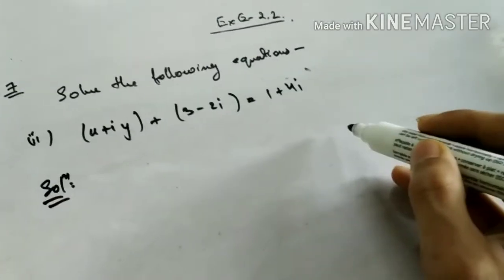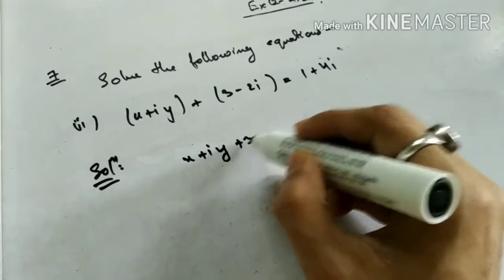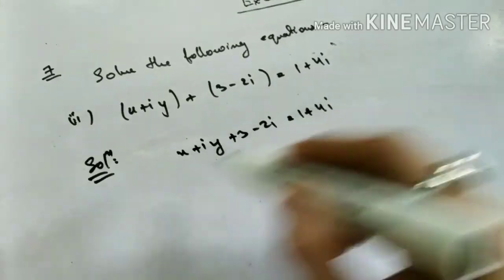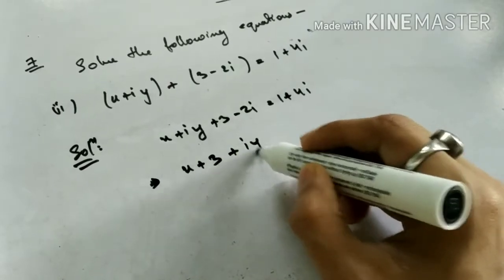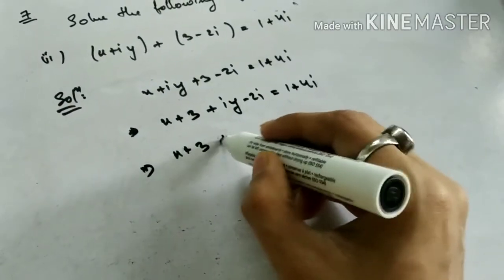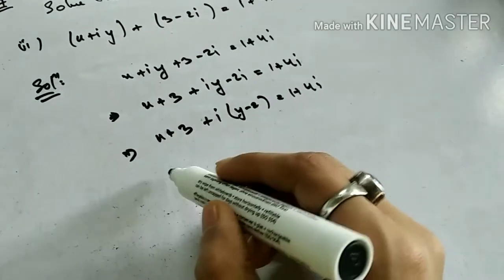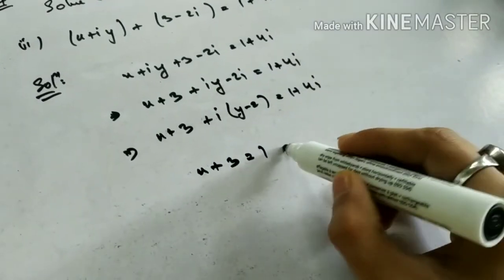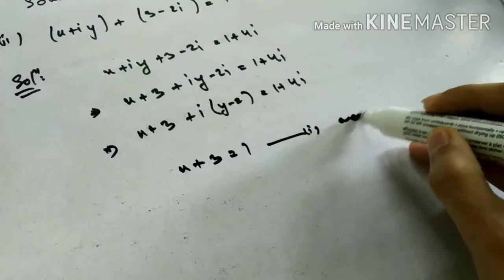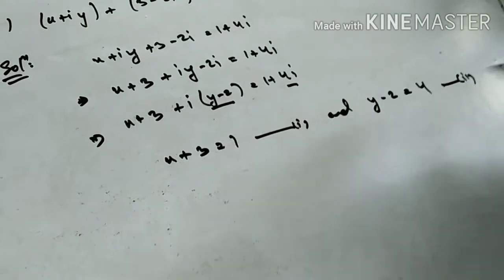So in here, solution: solve the following. Again, this is x + iy + 3 - 2i = 1 + 4i. So the real parts you write together: x + 3 + iy - 2i = 1 + 4i. So this becomes x + 3 + i(y - 2) = 1 + 4i. Now real part equal, imaginary part equal. Therefore I will get x + 3 = 1, this is your equation 1, and y - 2 = 4, imaginary part equal, this is equation number 2.